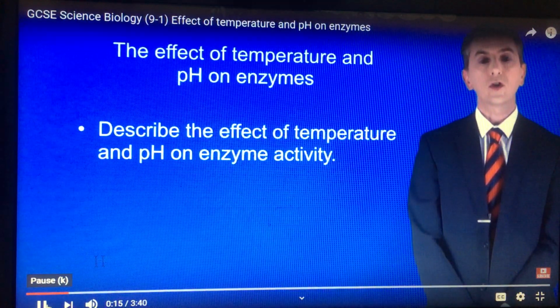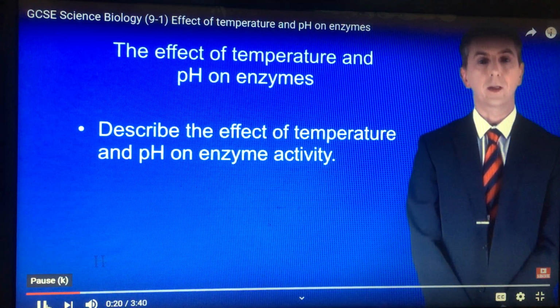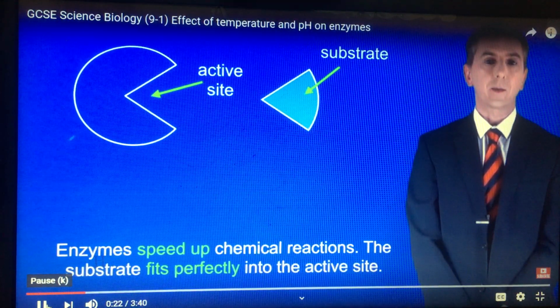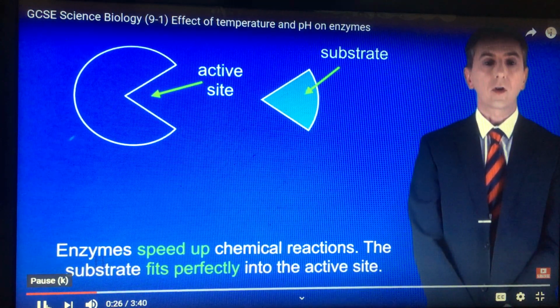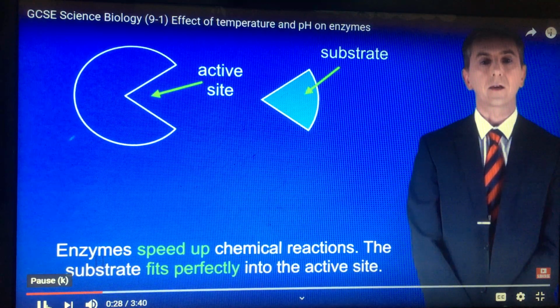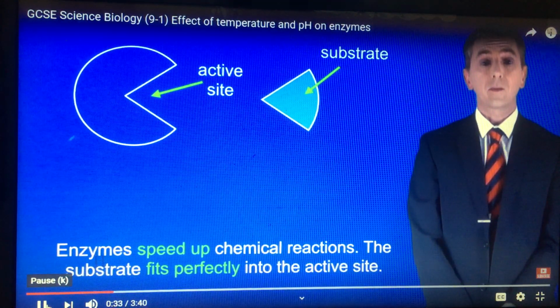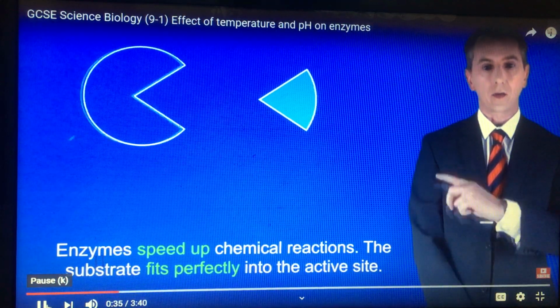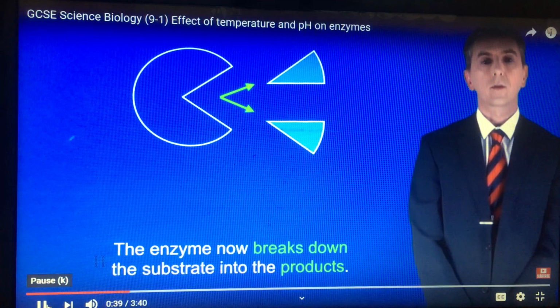By the end of this video, you should be able to describe the effect of temperature and pH on enzyme activity. We've been looking at enzymes. We saw that enzymes speed up chemical reactions, and to do this, they've got a groove on their surface called the active site. The substrate is the molecule that the enzyme reacts with, and this fits perfectly into the active site like this. The enzyme now breaks down the substrate into the products.